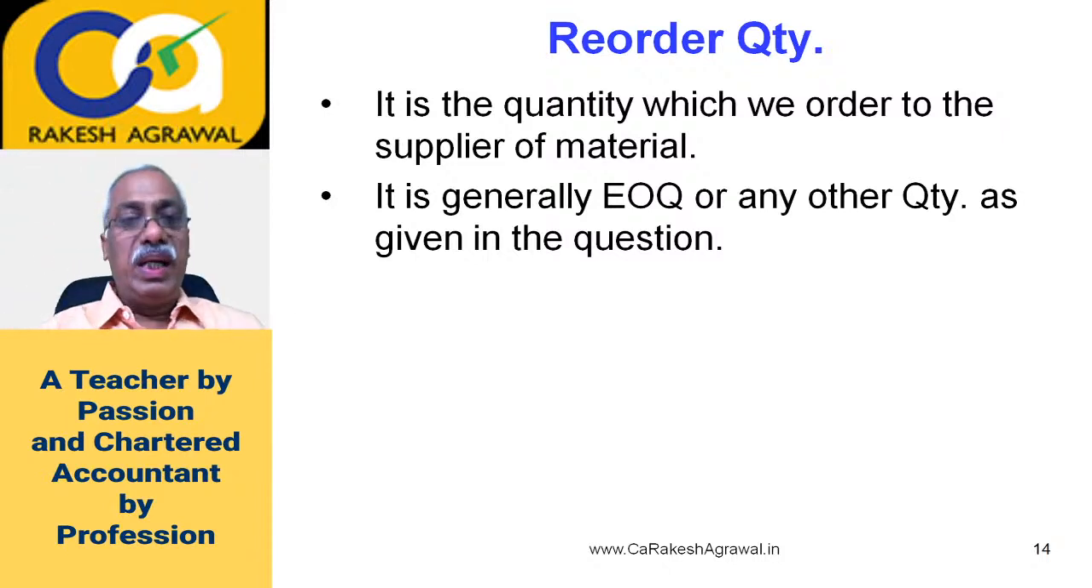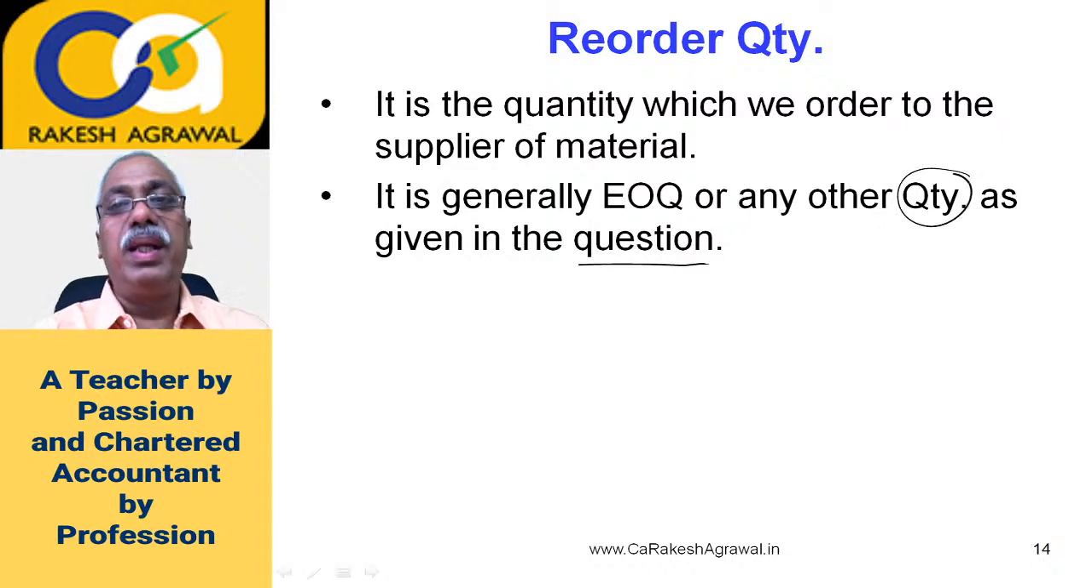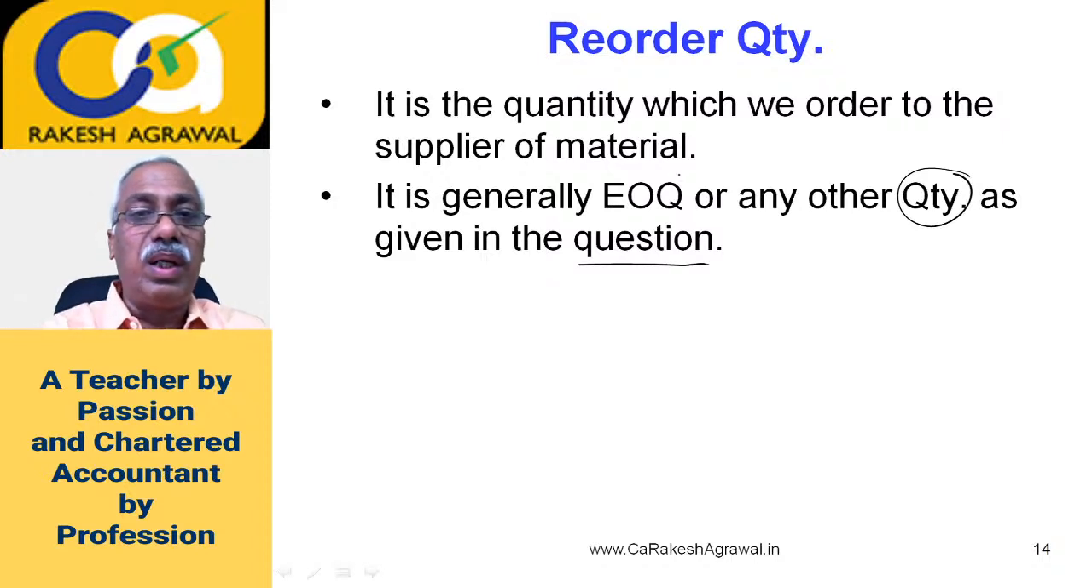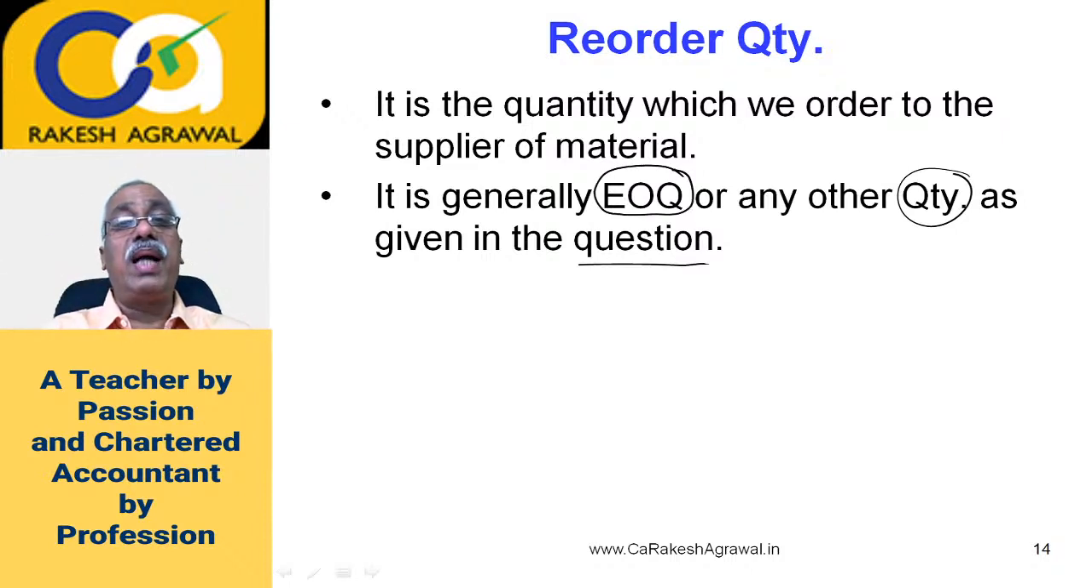Or any other quantity as given in the question. What I mean to say, if in the question they provide you a particular quantity, then take it ready-made as reorder quantity. If the question doesn't provide you the ready-made quantity but provides you the data to calculate that quantity, then you will always use the Wilson's formula of EOQ to calculate that quantity. So EOQ is your reorder quantity by default if not specifically given in the question.